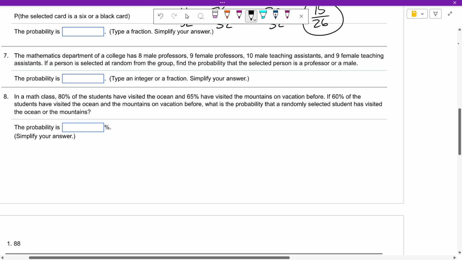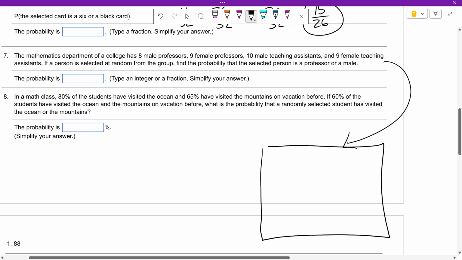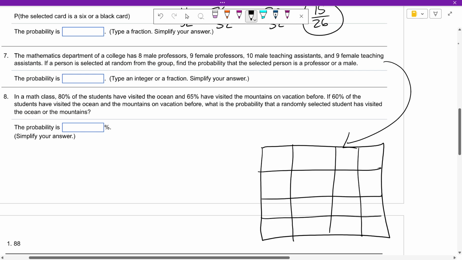So, what we do for these is we draw a box. Should have drawn one. There you go. So, in the box, we have professors and teaching assistants. We have males and females. So, how many male professors are there? 8 male professors, 9 female professors, so there's 17 total professors. How many teaching assistants? 10 male and 9 female, so 19 of those.